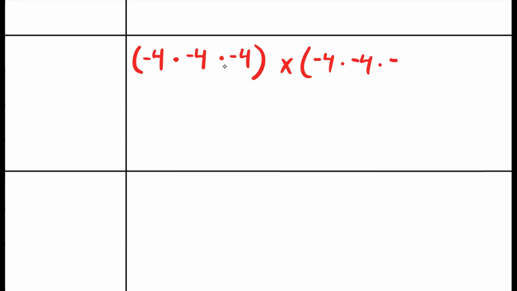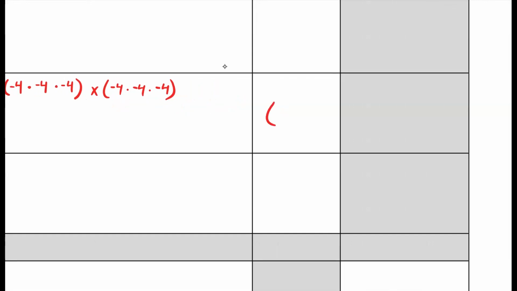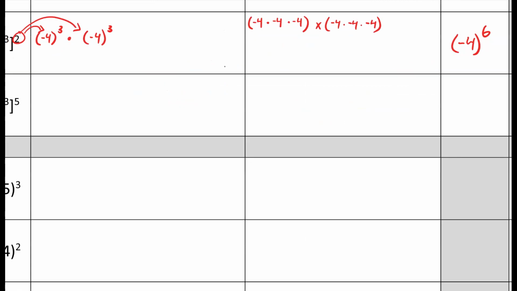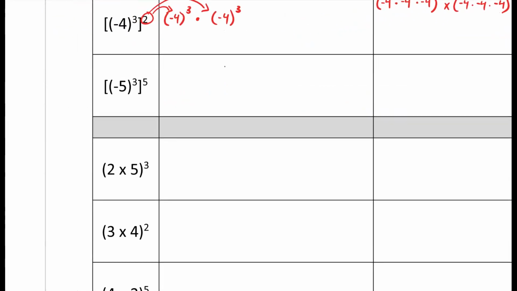If we take this and expand it further, we have -4 multiplied by -4 multiplied by -4 times -4 multiplied by -4 multiplied by -4. If we add all those up, we should end up with -4 as our base and an exponent of 6. Fourth one here, I'm going to leave for you to do on your own, and we're going to look at power of a product law now.